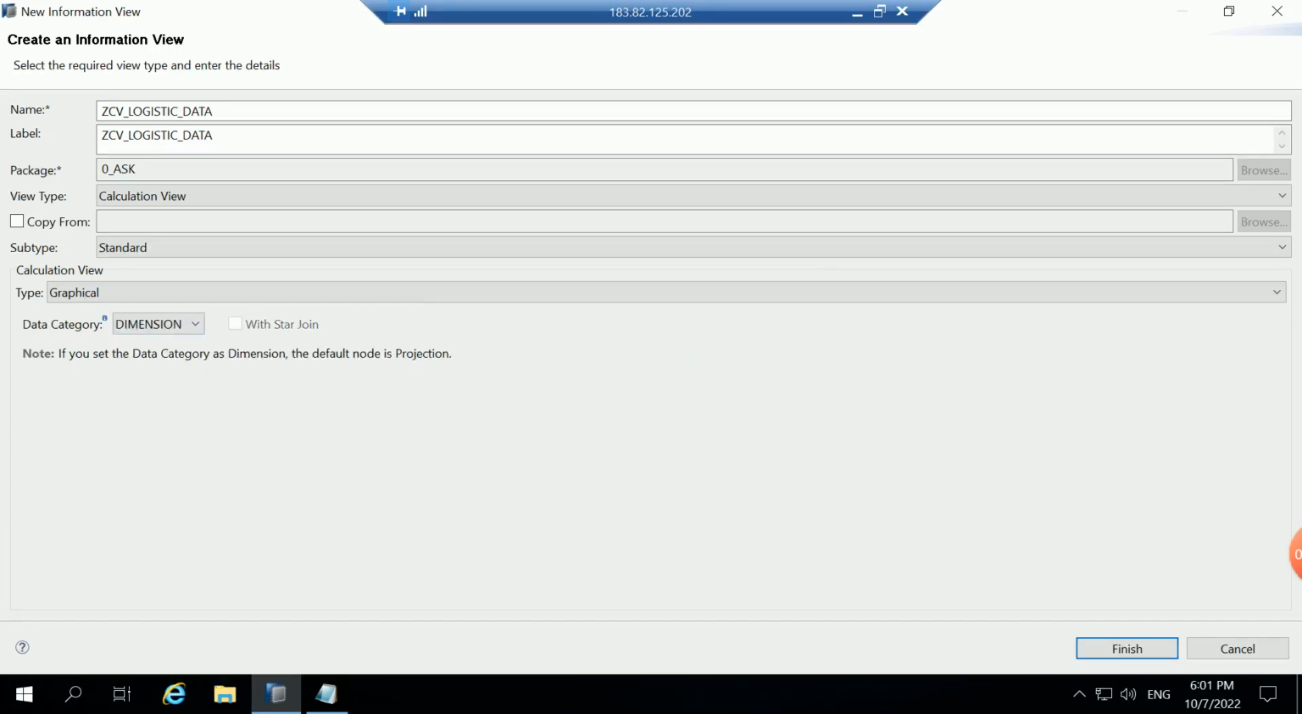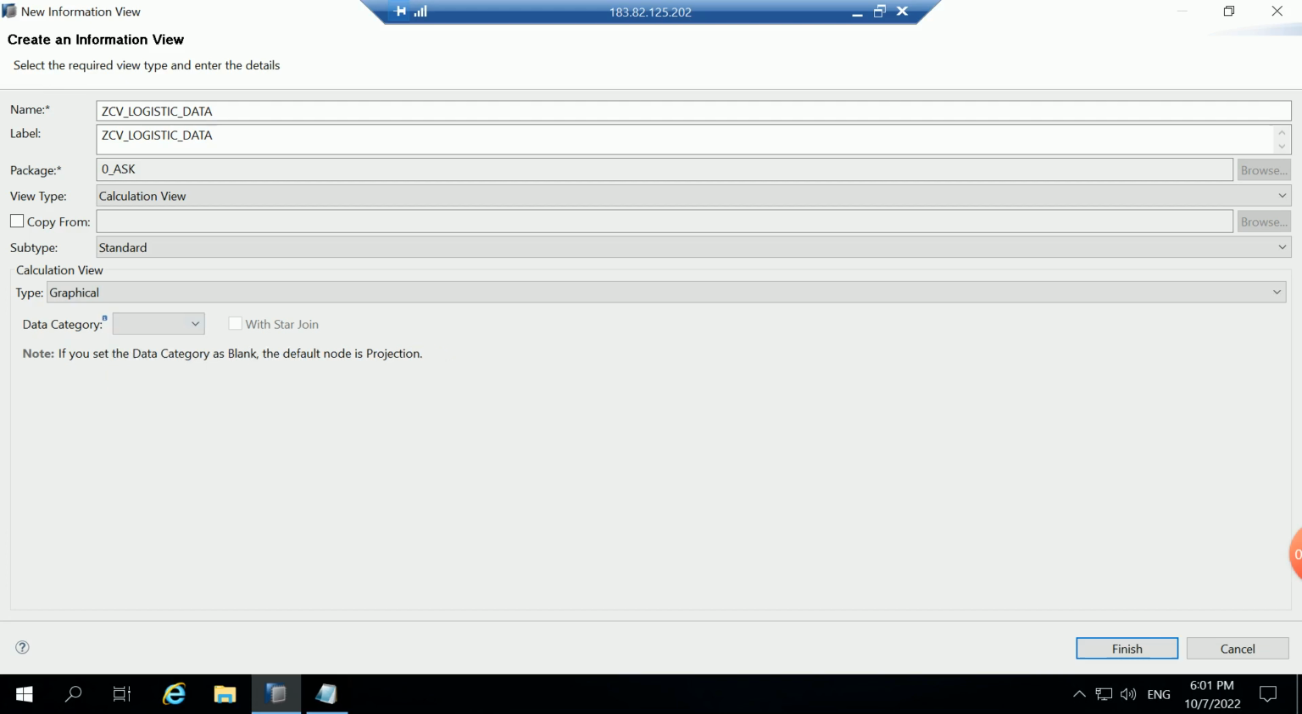Next type is a dimension. Here you can see the star join option is not available. So when you are creating a calculation view with data category as a dimension, then by default it acts as a projection node. So it means that it will not be available for reporting. Another thing, in the dimension data category type of view, you cannot have measures.